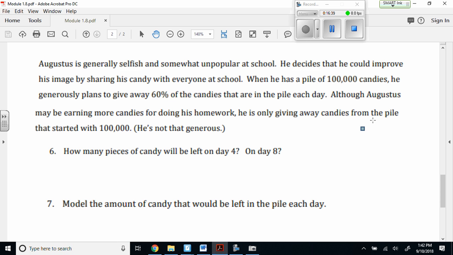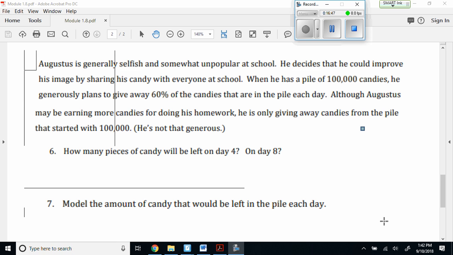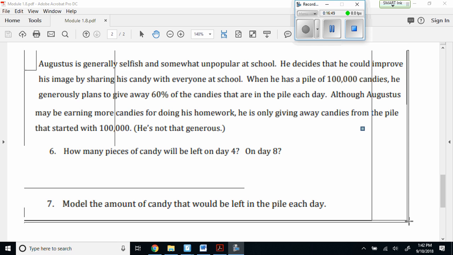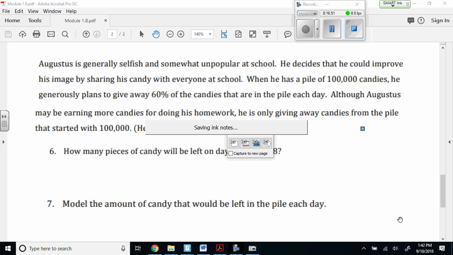All right, have you worked this one? You haven't? Okay, so what I need for you to do is work 6 and 7, right? There you go. I'm going to stop it, and you can work those.